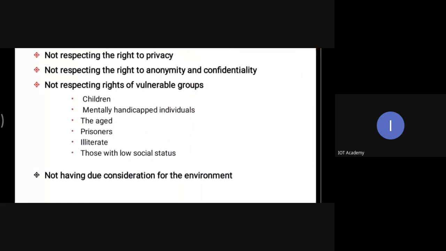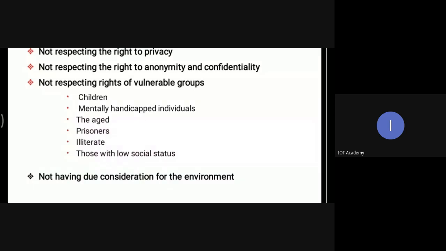The research that you are doing can be related to children, prisoners, illiterate people, people downtrodden, of low social status, or handicapped people. They are the most vulnerable. Vulnerable basically means they are the people who would be getting impacted immediately if you are doing any kind of research related to them. So we have to keep them in our mind very, very carefully.